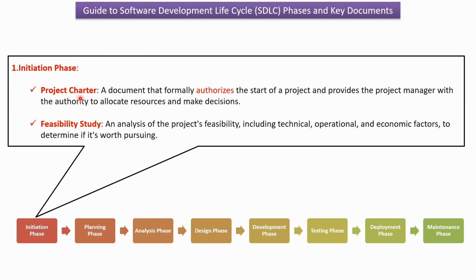The first one is the project charter, a document that formally authorizes the start of the project and provides the project manager with the authority to allocate resources and make decisions. And the second document is the feasibility study, an analysis of the project's feasibility, including technical, operational, and economic factors to determine if the project is worth pursuing.